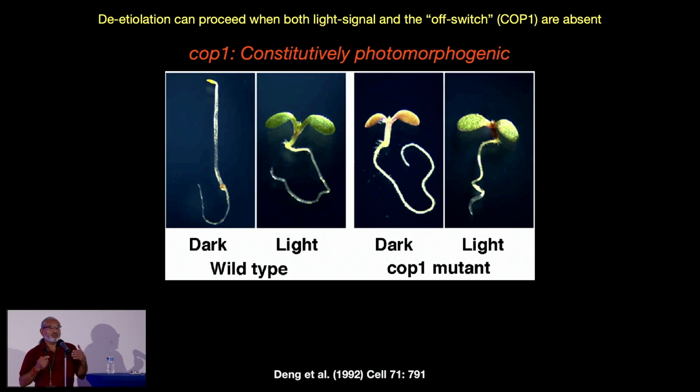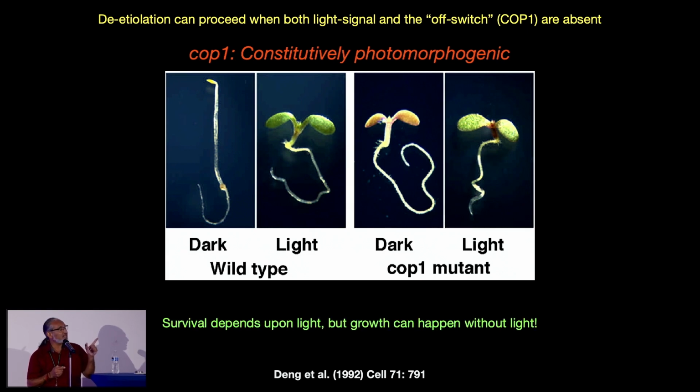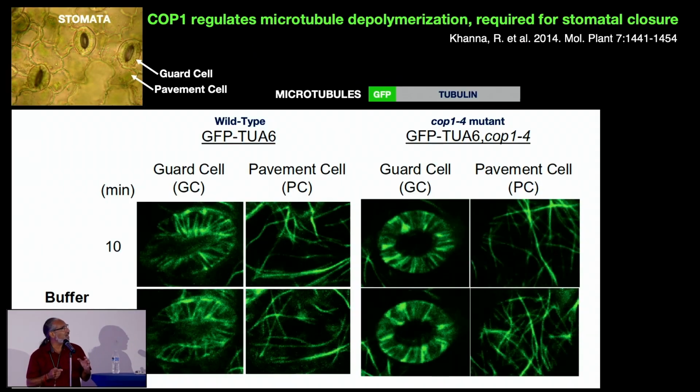So de-etiolation, which is removal of dark growth, can proceed when both the light signal and the off switch are not there. Now, survival depends on light. You can see that the COP1 seedling in dark is not green because chlorophyll biosynthesis requires light. But this tells us something: the extrinsic signal is regulating development and is directly linked to gene expression, protein modification, all these processes that are happening.